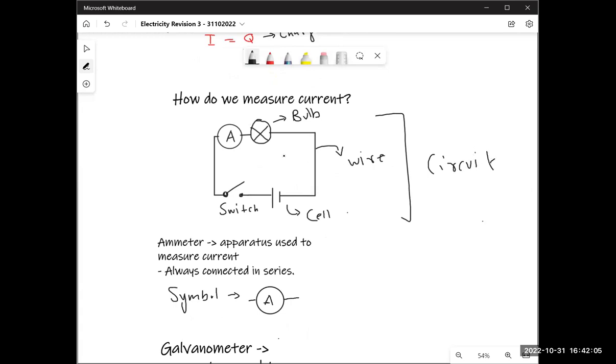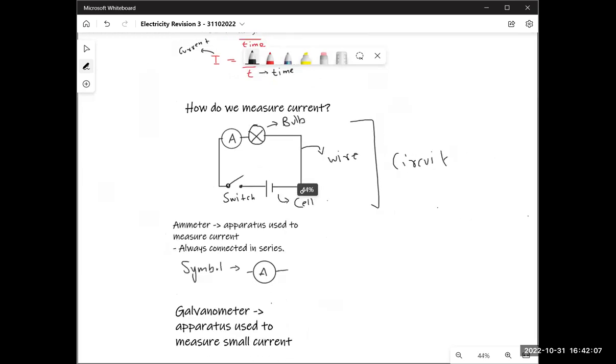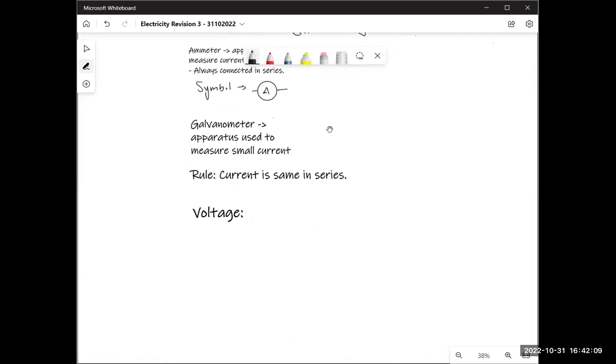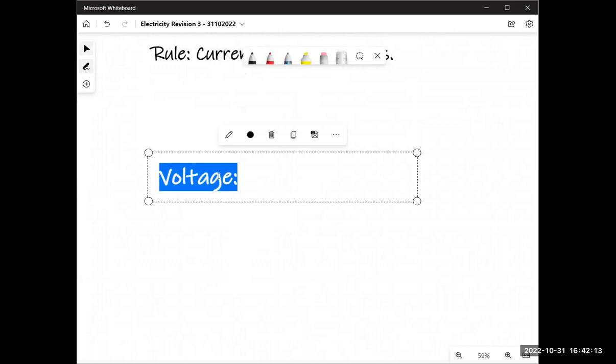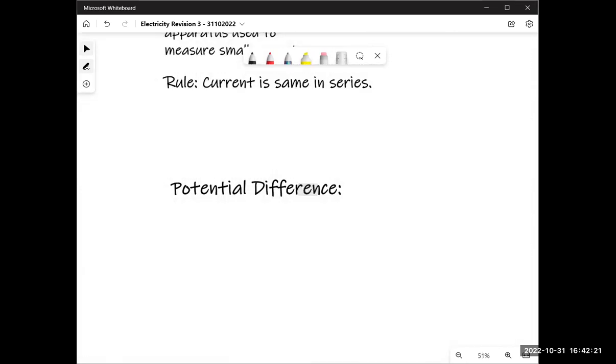A circuit can be of different types. You can have an ammeter, or you can remove the ammeter. It's basically using wire to connect things together. Now, what is voltage? Before we look at voltage, let's call this part of the chapter potential difference. What is potential difference?